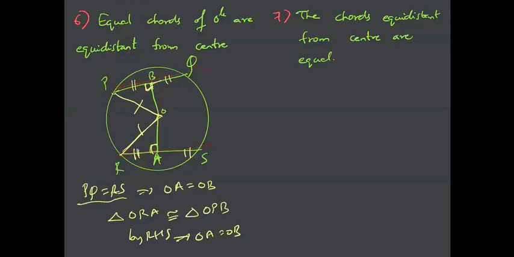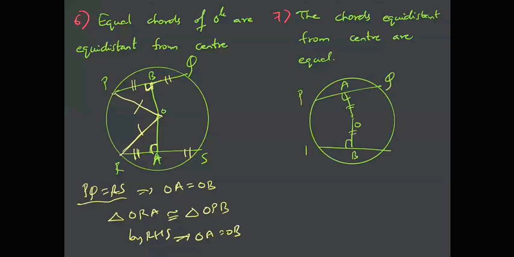So similarly, the converse of this is also true, that if two chords are equidistant from the center, then their lengths are equal. Okay. So you can just prove this in 30 seconds. So if there are two chords such that OA is equal to OB, then you need to prove that PQ is equal to RS.